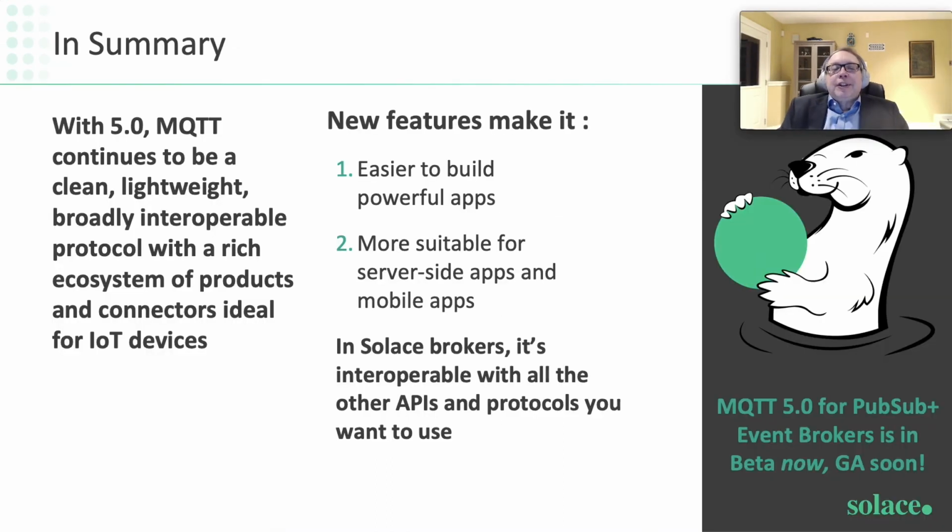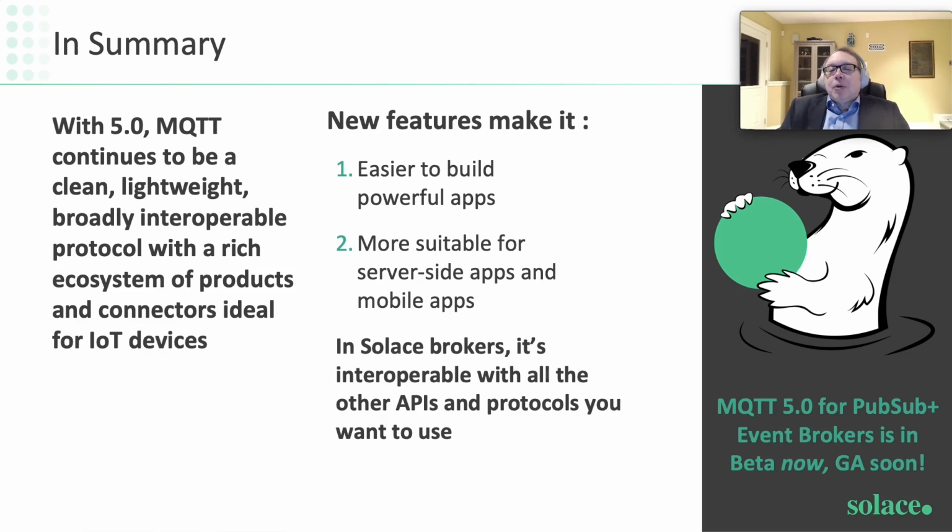Well, that brings us to the end of our whirlwind tour of MQTT version 5. As I hope you've seen from the slides, it still remains a very clean, lightweight, interoperable protocol. It's got a rich ecosystem, which really makes it a great choice for any IoT devices that you're building. And as well, it's easier to build your apps now, and it's got a lot of capabilities that allow you to build server-side apps and mobile apps that weren't there in MQTT 3.1.1.